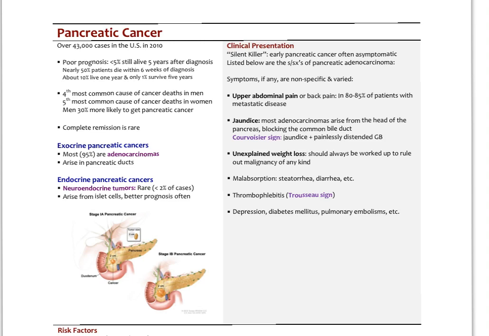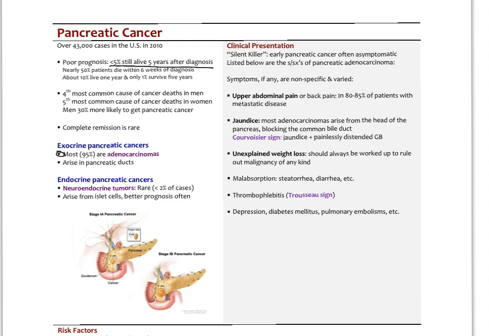Again, most of what we think about with pancreatic cancer are the adenocarcinomas. That's over 95%. And these have a very poor prognosis. So the statistics here are for adenocarcinoma. Less than 5% are alive 5 years after diagnosis. Almost 50% of patients die within 6 weeks of diagnosis, and about 10% live 1 year, and only 1% survive the 5 years.